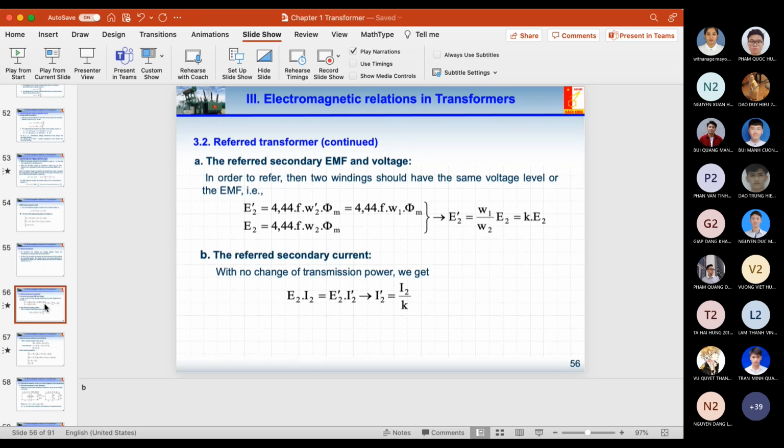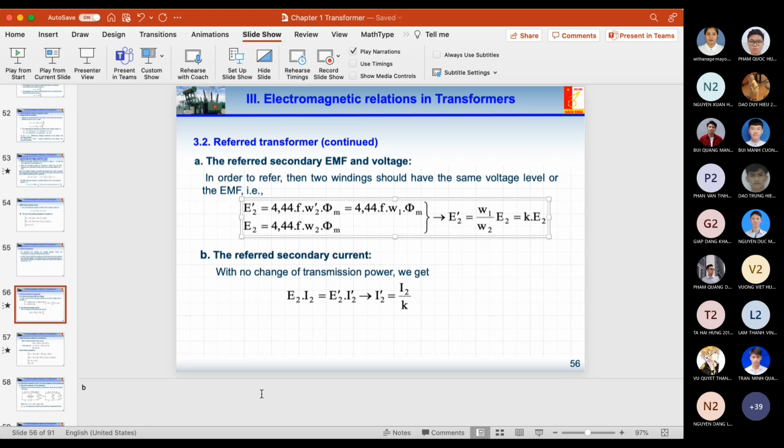But in practice, some parameters of the secondary windings will do conversion to the primary winding. For example, here you can see the electromagnetic force of the secondary winding, and now we refer it to the primary winding. And for each parameter, after doing conversion, we get E2' with the exponent comma here. You can see, yes, of course, and this thing we keep the same.